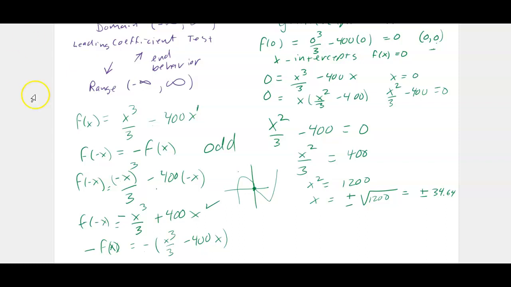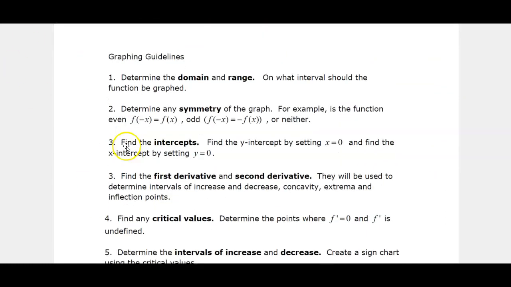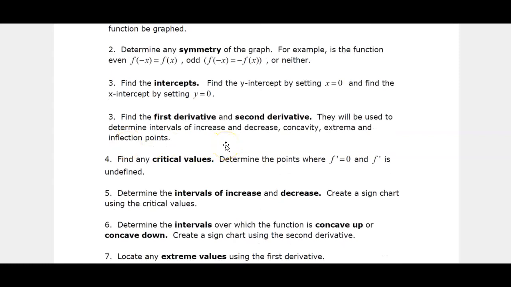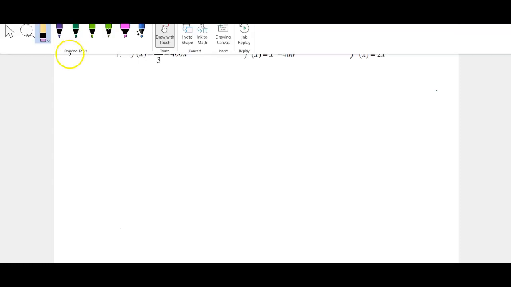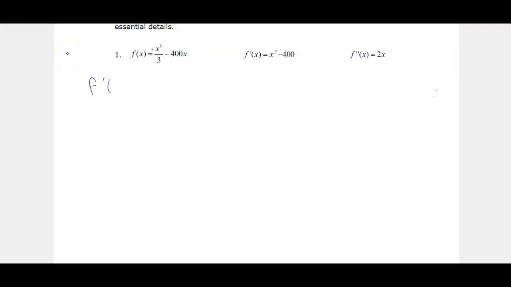Let's see what's next in our list. Find the first derivative and the second derivative. We have already found them. But then we need to use these to find the intervals of increase, decrease, and concavity, which is the next steps here. So we're going to use the first derivative to find critical values. Okay, so now on to finding the critical values. Critical values come from the first derivative, and they come from the first derivative either having a domain issue, which this is not. The first derivative's domain is all real numbers, or from the first derivative being 0. That will give you a critical value.